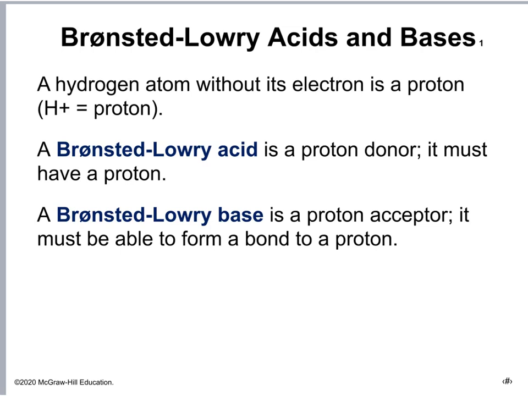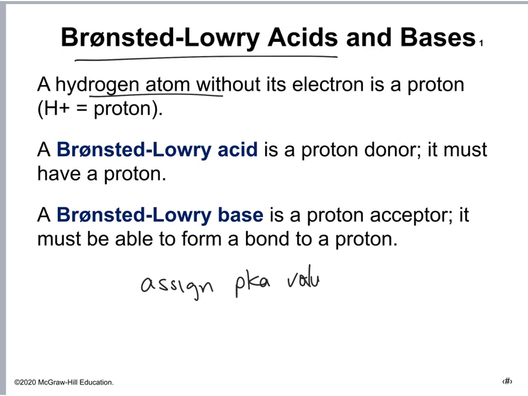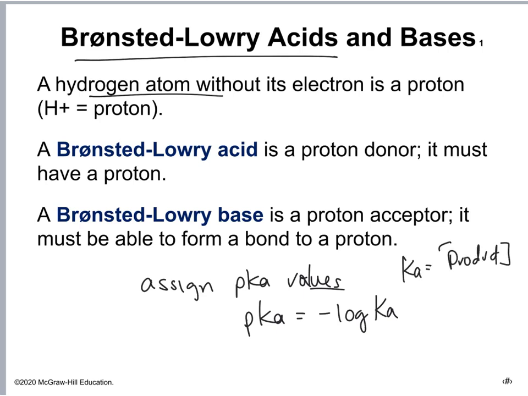Now, when we're talking about acids and bases, there's different types of acids and bases. This is Bronsted-Lowry acids and bases, and it has to do with a hydrogen atom. And this is where we're going to assign pKa values. pKa, you can review pKa. pKa from Chemistry 112 is the negative log of the Ka value. Ka is your equilibrium of products over reactants, and it's specifically for H3O plus, and it gives you a concentration.